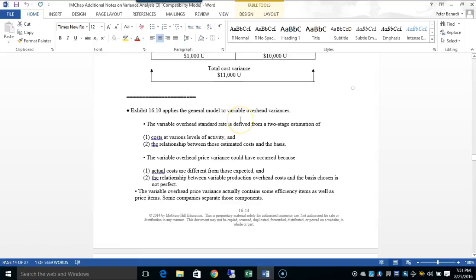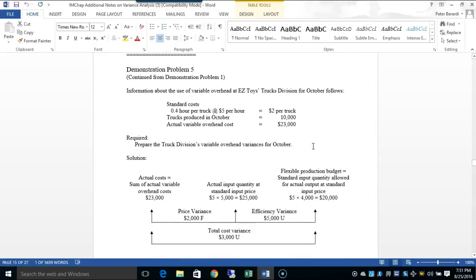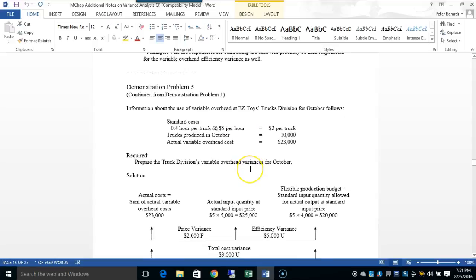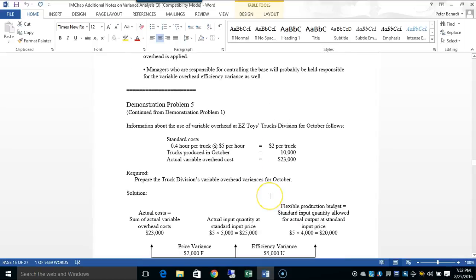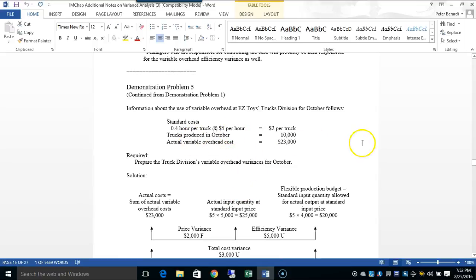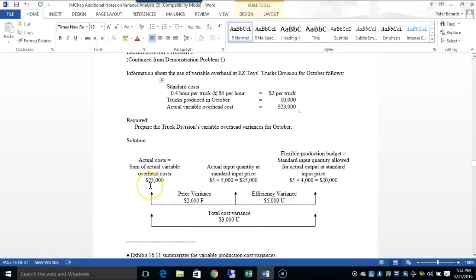Next, let's go to our variable overhead calculation, which is going to be the same as materials and direct labor, except we're going to use applied overhead. So in this same problem, we are told that variable overhead is as follows. The standard costs 0.4 hours per truck at $5 an hour. Trucks produced are 10,000. Actual variable overhead cost is 23,000. The key here is, how do we apply overhead? The problem doesn't really tell us, but I guess we have to assume it's based on direct labor hours. So the actual costs are given to us at 23,000.